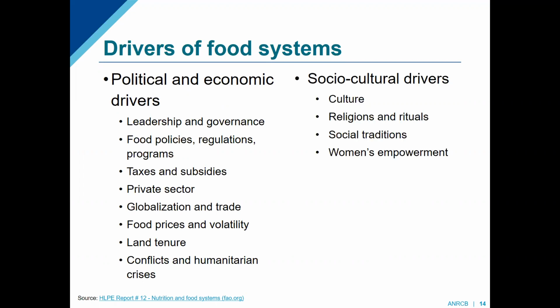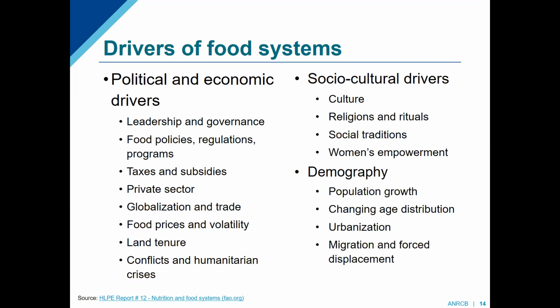There can be cultural drivers as well. So we can think about traditions, religion. We can think about the status of women within a society and their roles in terms of food. Those can all play a role in the food systems. There are also demographic shifts. So we can think about aging populations, urbanization, migration. All of these are also going to affect the food systems in many ways.